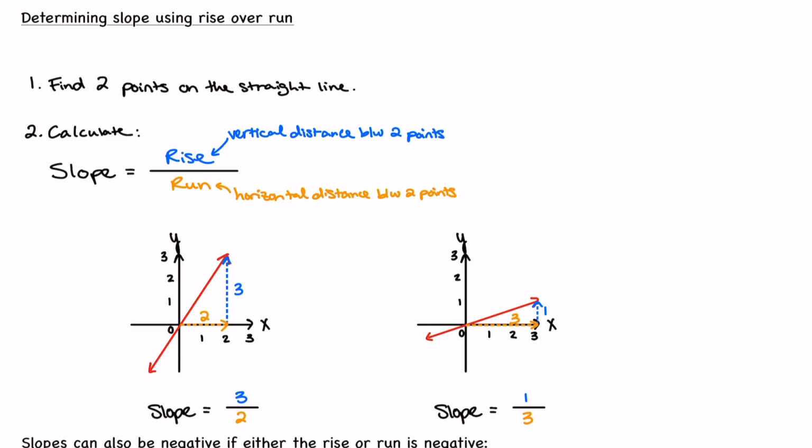And as you can see, the larger slope, so the 3 over 2, is more steep. So if we had a person over here, they'd have a harder time going up this hill than a person would going up this hill because this is a smaller slope.